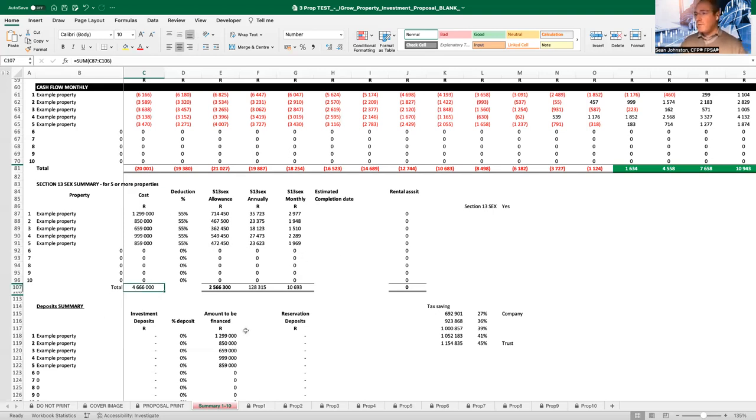So in this example, 4,666,000 is the acquisition cost across 5 properties. As you can see, there's a variety of prices. The average price is 933,200 Rand. 55% of the acquisition cost, if you break it down, is 2,566,300. And this is the allowance, which is basically 55% of the acquisition cost. And this is then deducted over a 20-year period.